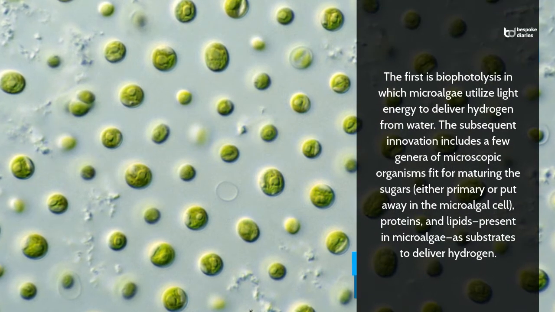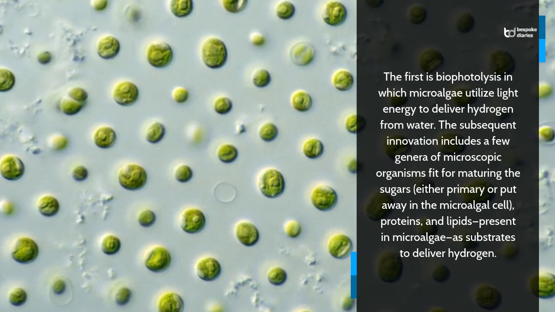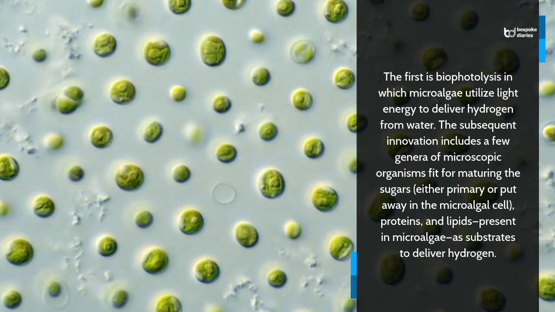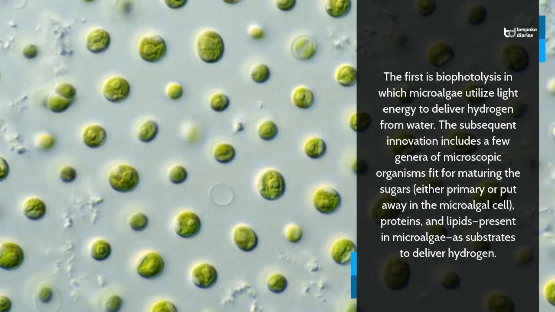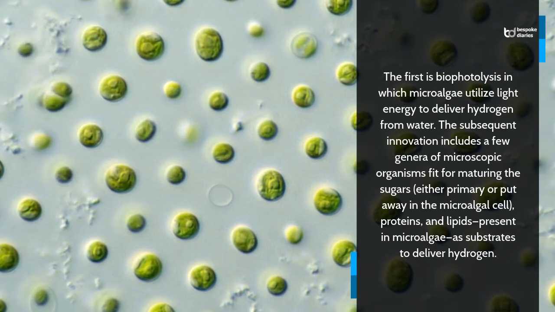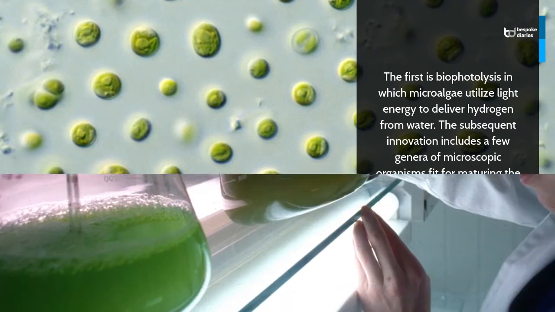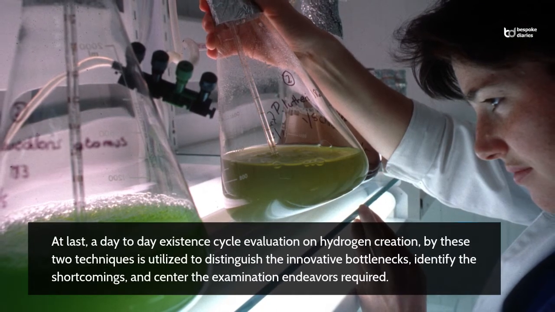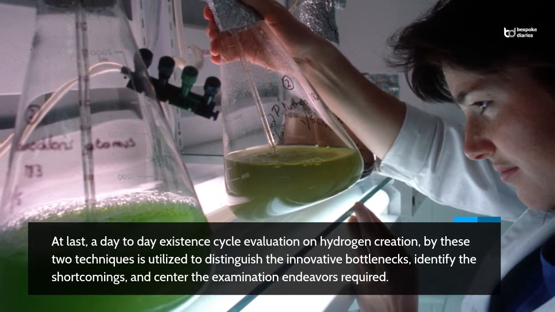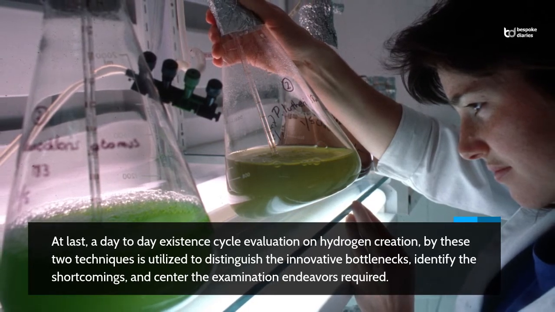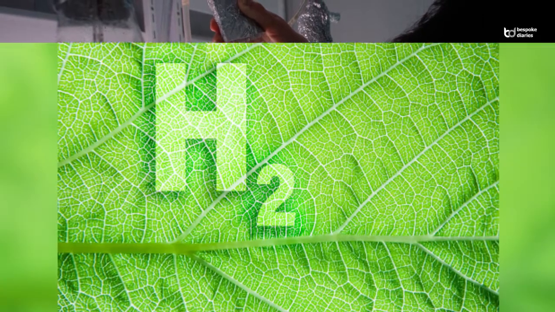The first is biophotolysis, in which microalgae utilize light energy to produce hydrogen from water. The second technology involves a few genera of bacteria capable of fermenting the sugars, either structural or stored in the microalgal cell, proteins, and lipids, present in microalgae, as substrates to produce hydrogen. Finally, a life cycle assessment on hydrogen production by these two methods is used to identify the technological bottlenecks, identify the weaknesses, and focus the research efforts required.